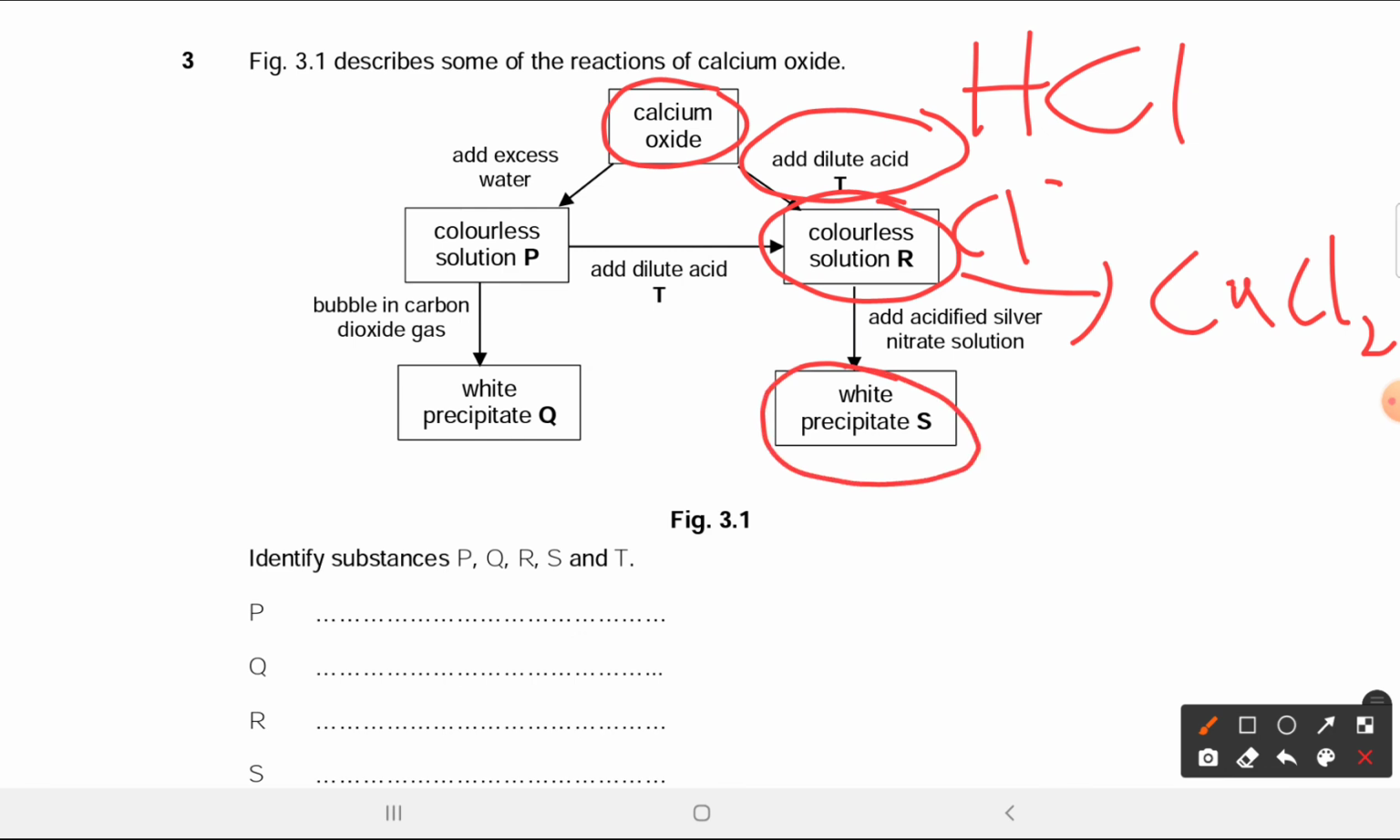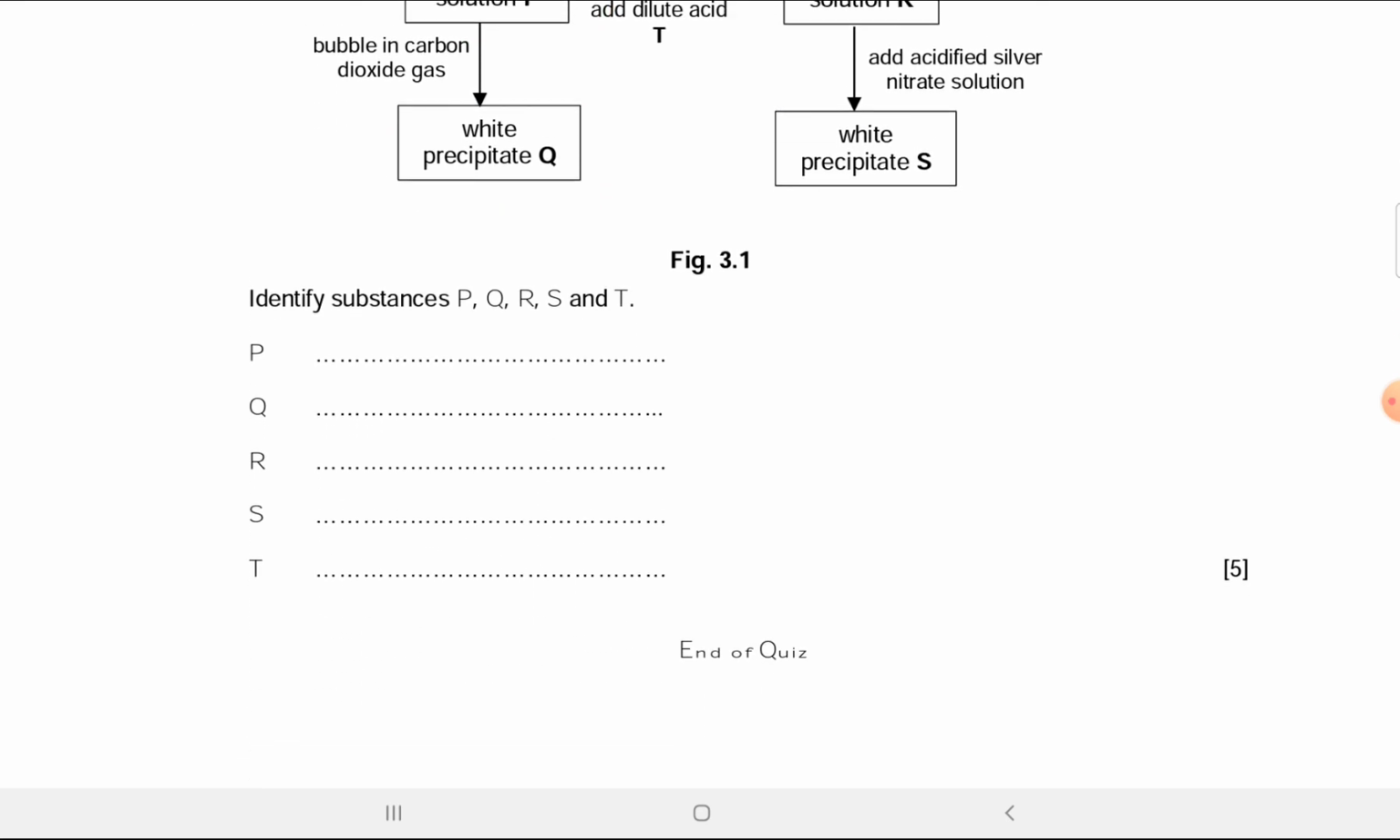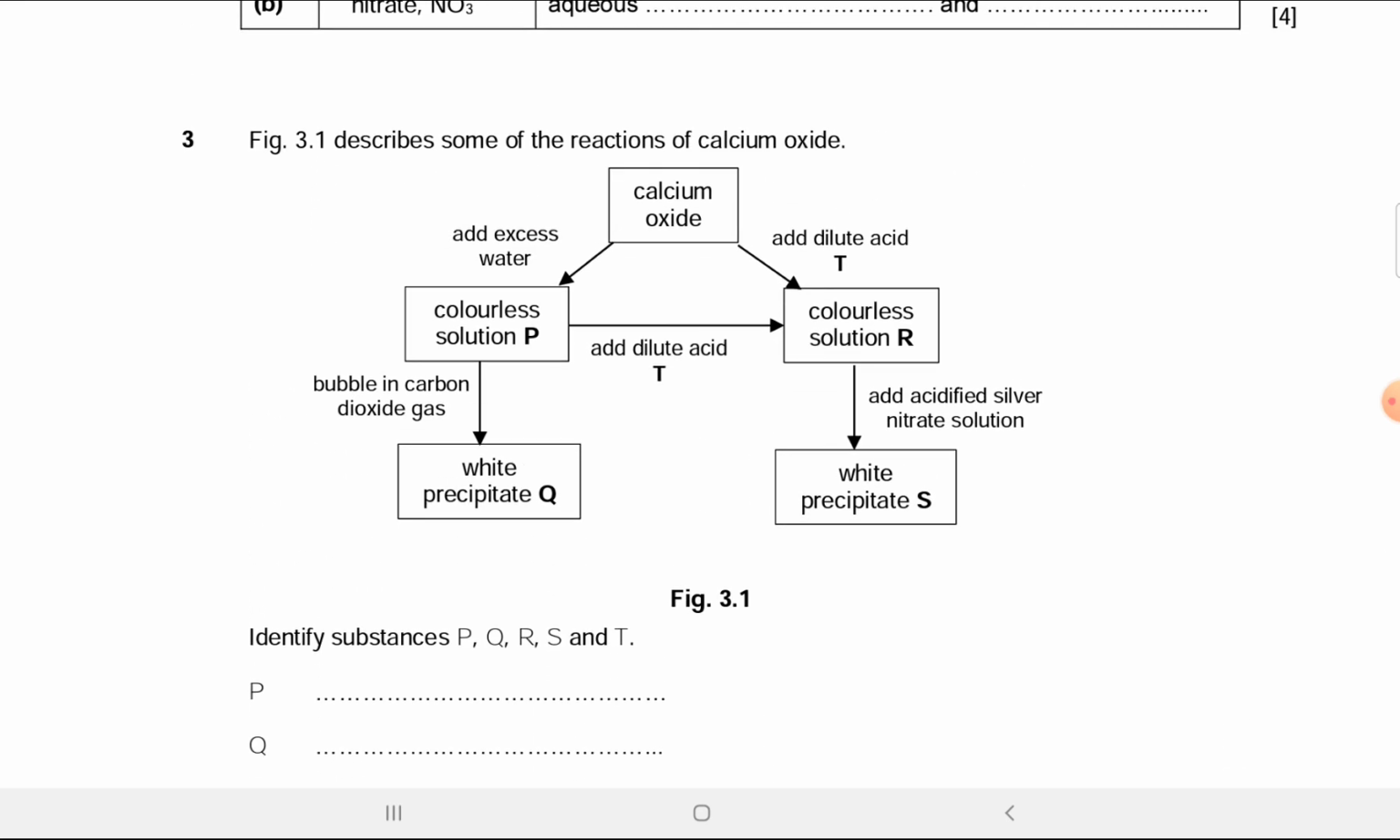Your white precipitate S is silver chloride. Your white precipitate Q is calcium carbonate, and the colorless solution P is calcium hydroxide. And of course, your T, dilute acid T, is hydrochloric acid. That's the end of the quiz, as well as this video.